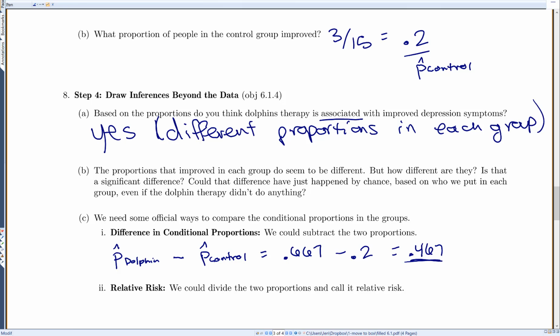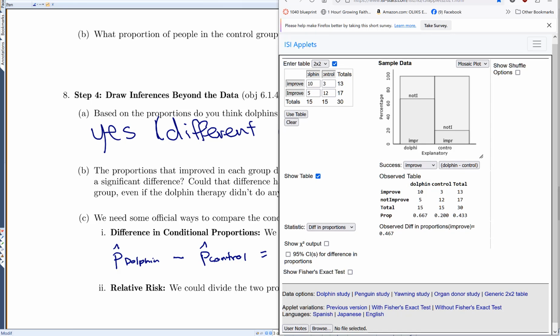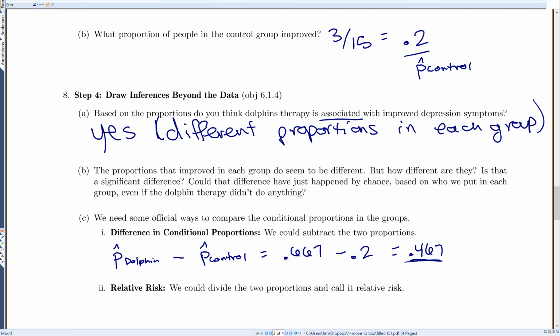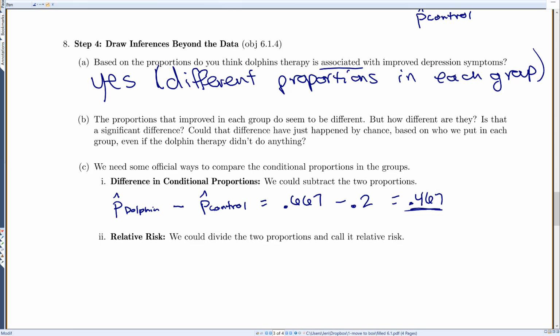Now coming back to the applet, I want to point out right here, notice it says observed difference in proportions, improved. When it says improved, it's saying we looked at the people that improved, not the people that didn't improve, was 0.467. Okay, so that's what we got here when we did it by hand. And we're going to learn what to do with that number, but for now we just practice finding that number for this section. Or we can find something called relative risk. So both of these are valid. One is not better than the other.